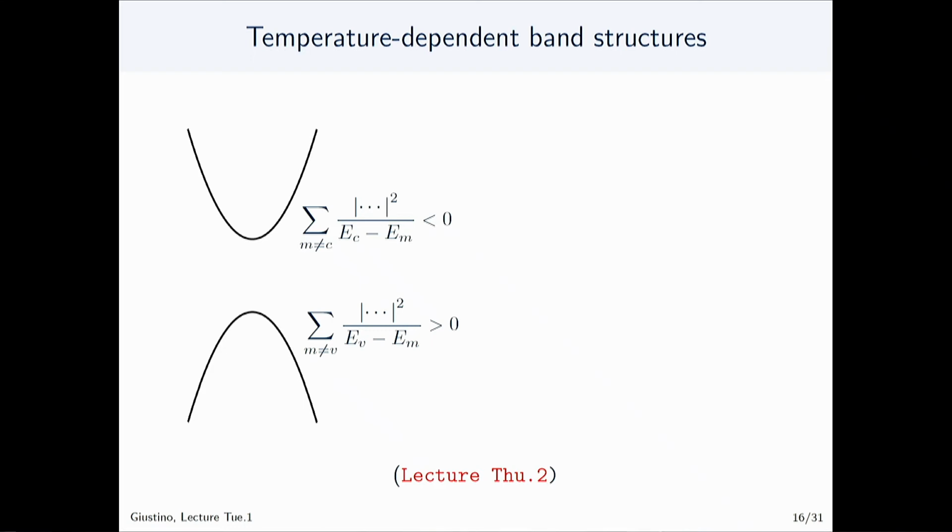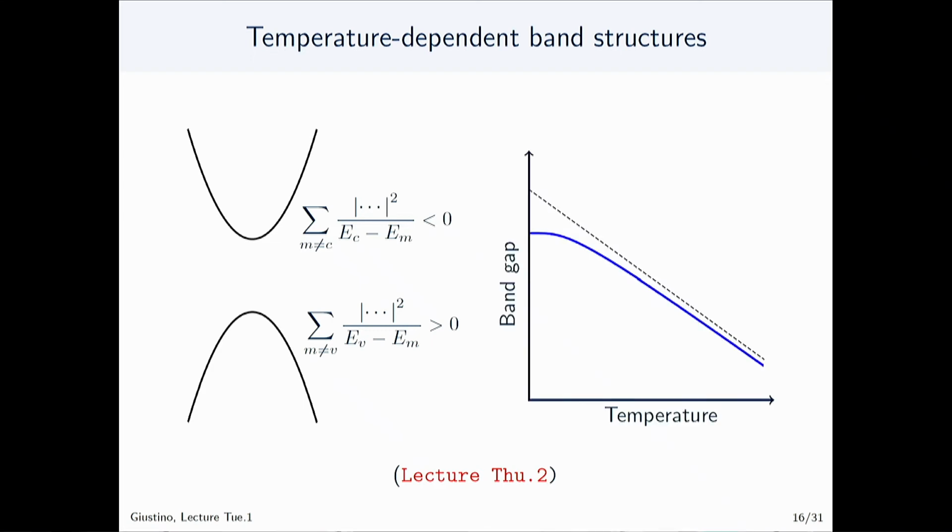For the same reason, for the valence band top, I can make the same observation. If I'm sitting here, the states which are most important are those below it, and therefore this number is positive. So the valence band top will try to go up with temperature in this simple example. And if you take the difference, you find essentially a band gap which depends on temperature. And typically, at least for the simplest semiconductors, the band gap goes down with temperature, okay?